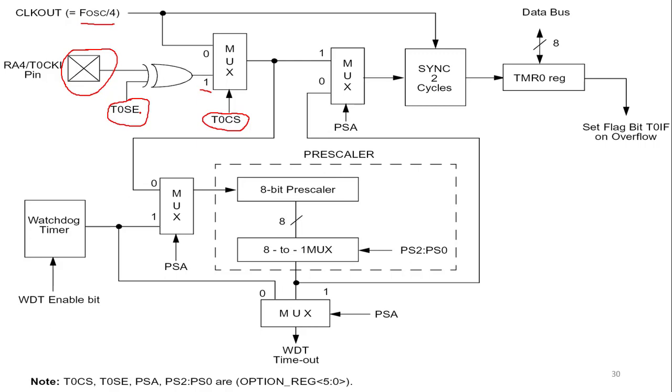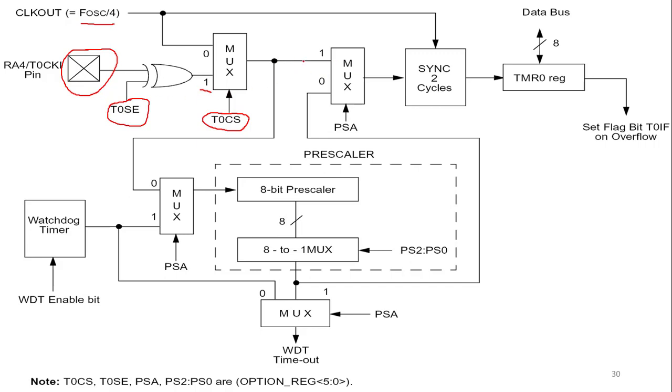Whenever we operate timer 0 as a counter, in that case the external clock is given as input to the timer. Using this bit, T0SE, we can decide whether the timer will increment on the rising edge or falling edge of the external clock. For that purpose, this T0SE bit is used.